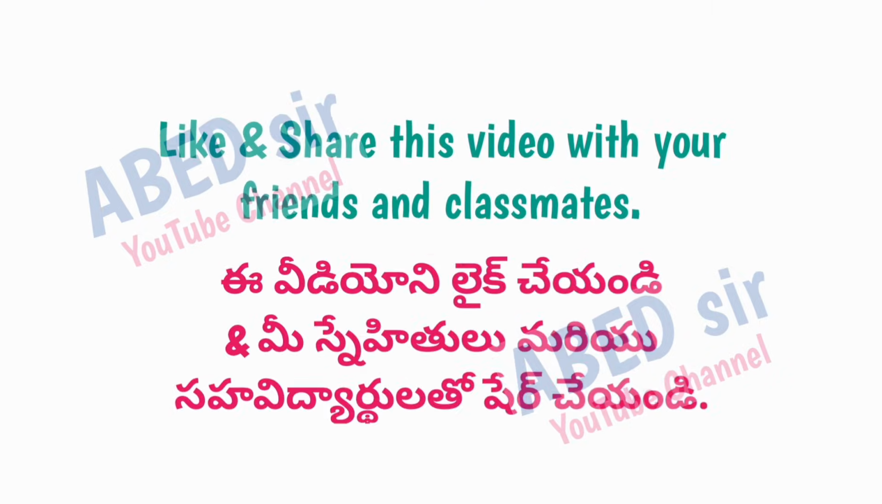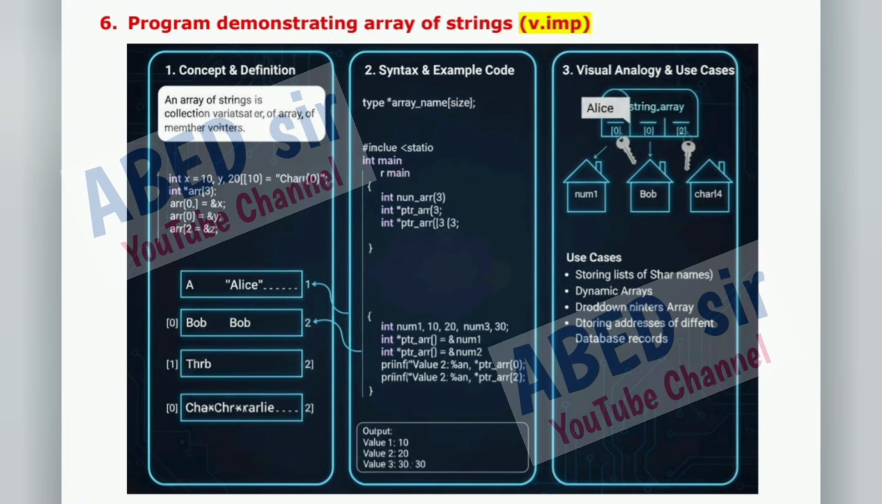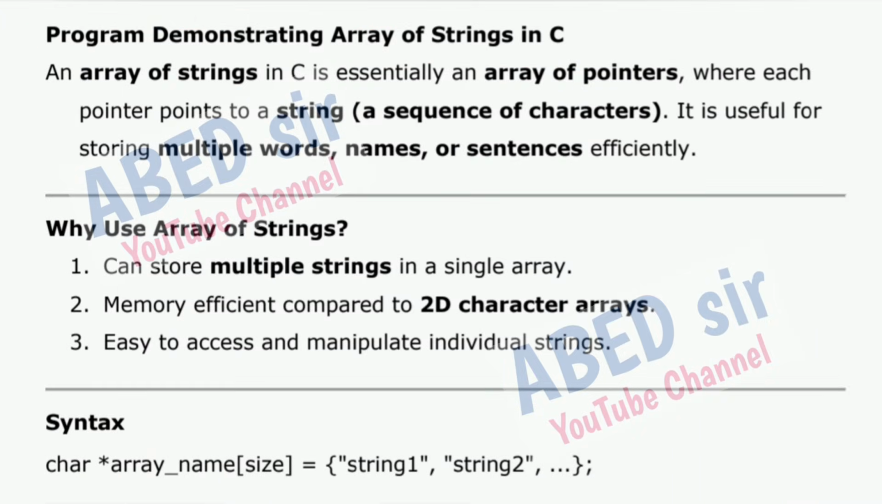Next important long question is 6: program demonstrating array of strings in C. An array of strings in C is essentially an array of pointers, where each pointer points to a string, a sequence of characters. It is useful for storing multiple words, names, or sentences efficiently.